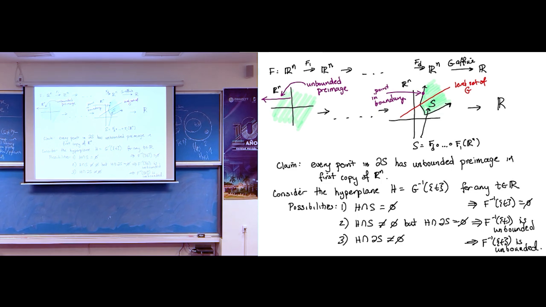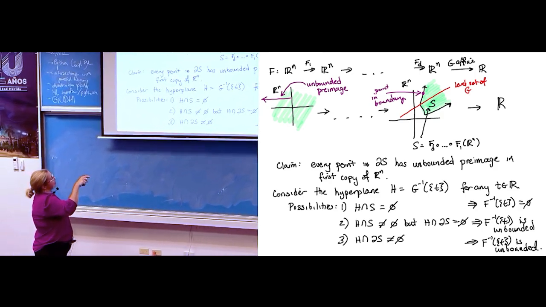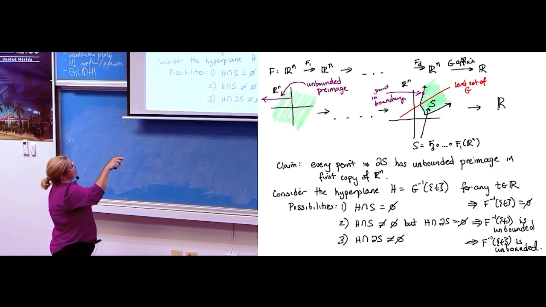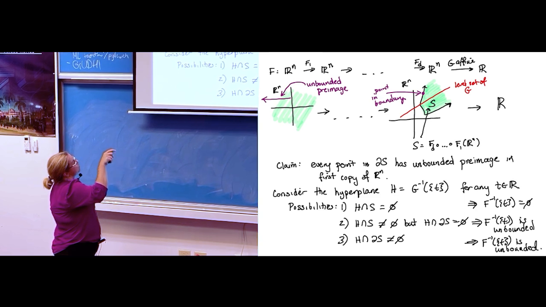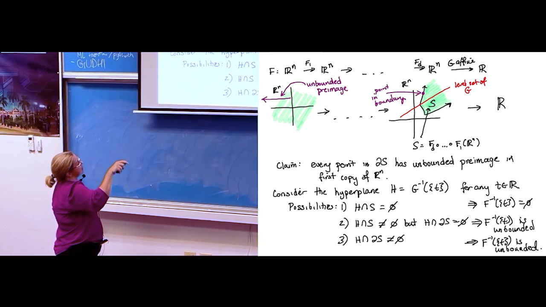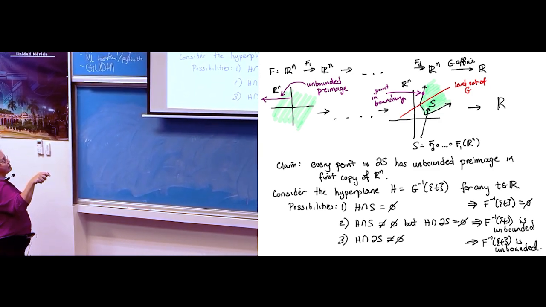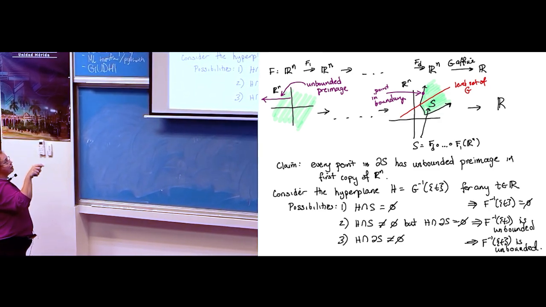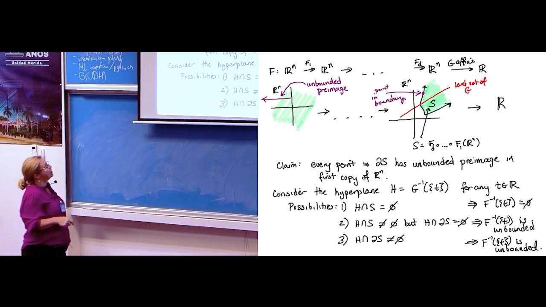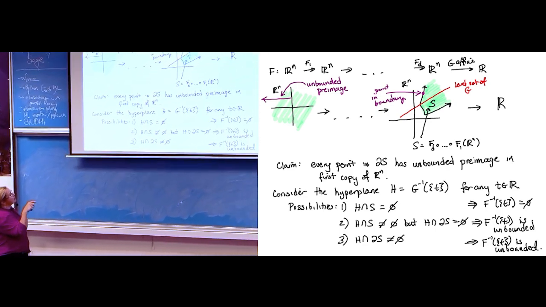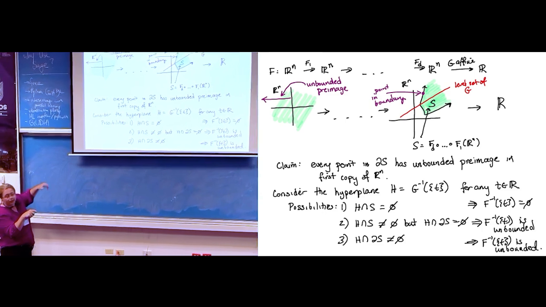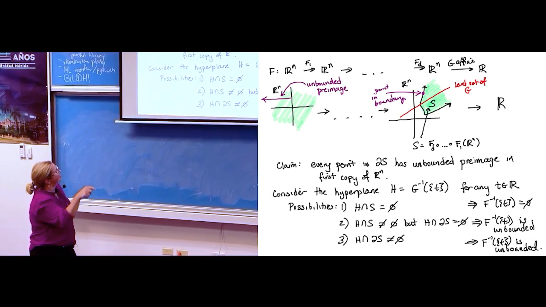So the claim is that if S has a boundary, it might not, but if it does, and you look at a point in the boundary, and you look at where that point came from in the domain, it's unbounded. That's the claim: points in the boundary have unbounded preimages. Just believe that claim for right now. Let me tell you why it matters.